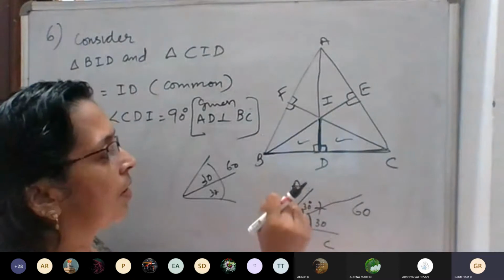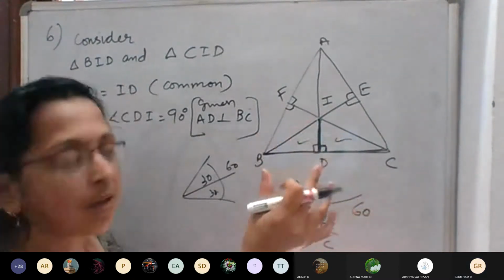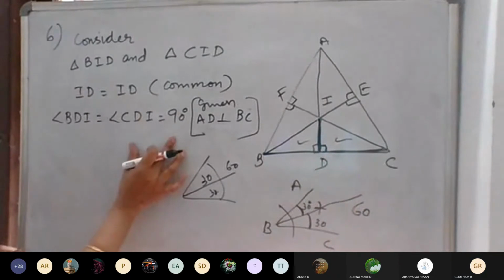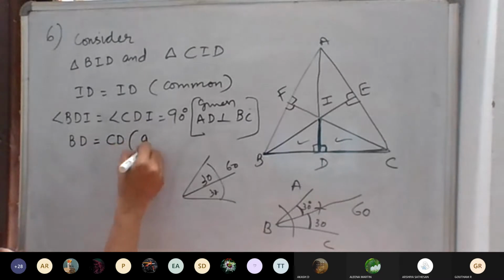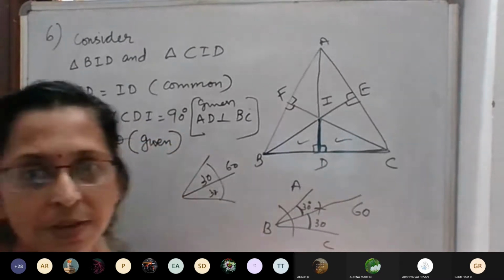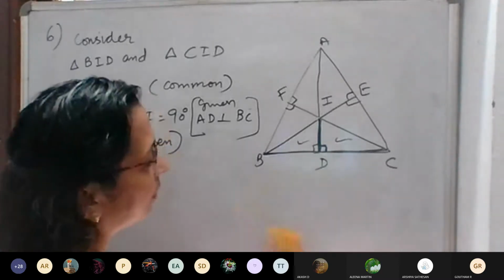Bisects into half. That means BD is divided into two equal halves. So the third point we can write is BD is equal to CD. That is given in the question, that it is a perpendicular bisector.